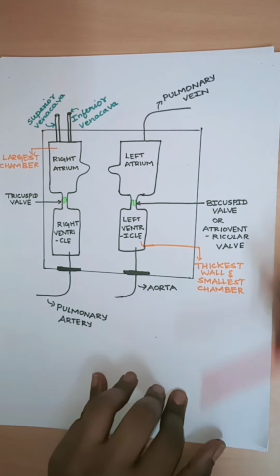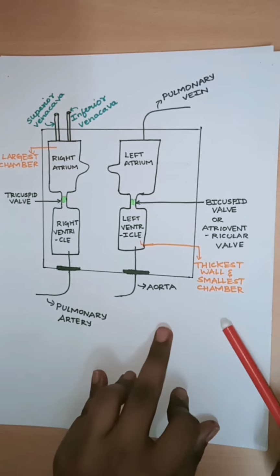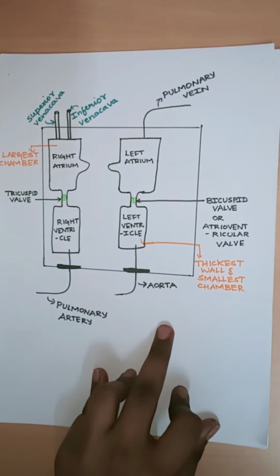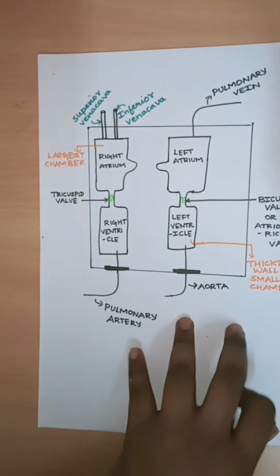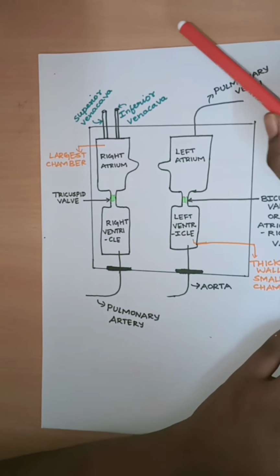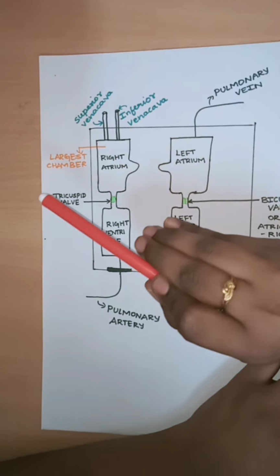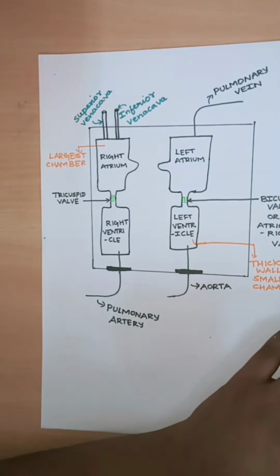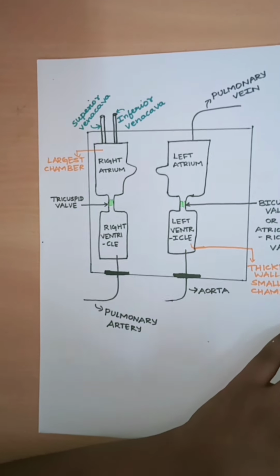This is the main diagram for this topic. If you make this topic your fingertips, then you can answer any question, okay? Now, first, deoxygenated blood. What is deoxygenated blood? The blood which does not contain oxygen, okay? Oxygen is combined with the blood, okay?